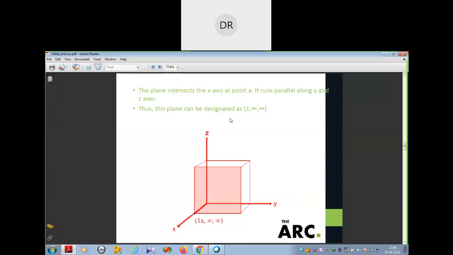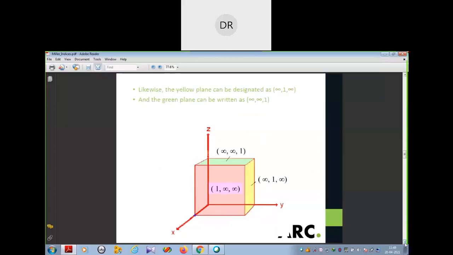Then how can we designate the plane? This is 1 by n, so 1 by 1, and 1 by infinity. Parallel means there is no intersection point, so it extends up to infinity. The y coordinate extends to infinity and the z coordinate extends to infinity. Only one will be in the x-axis direction.